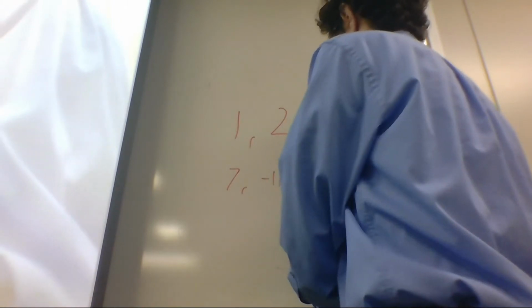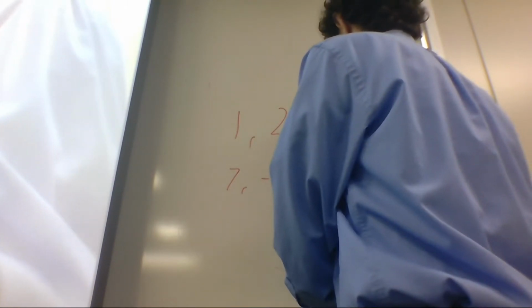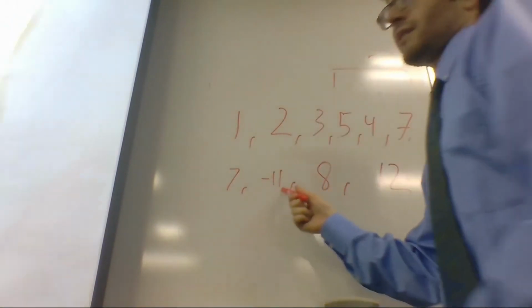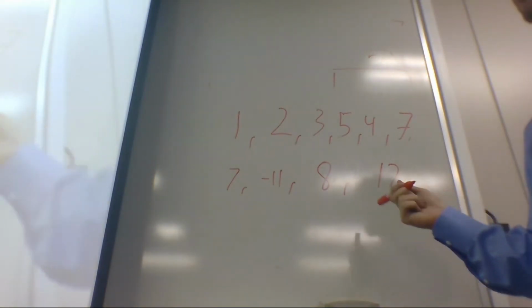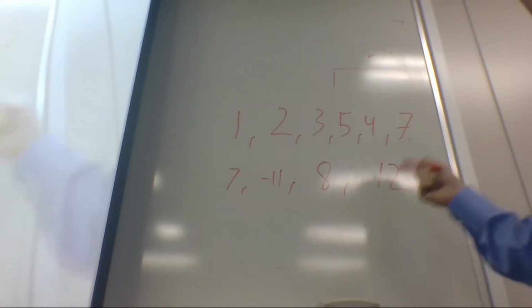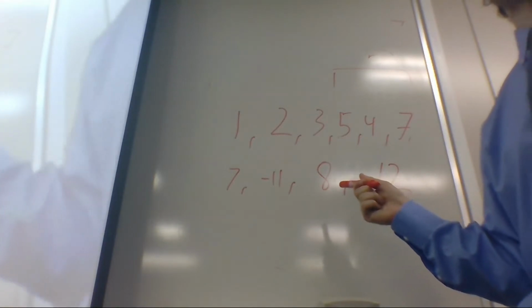Now I'll just do one error in this one. 8, 12. Okay, what about this list? This also is an array. This is also not in order. It's not sorted. Why? What's wrong with it?